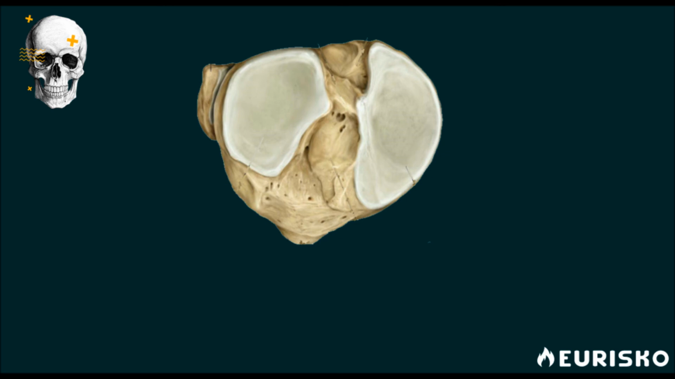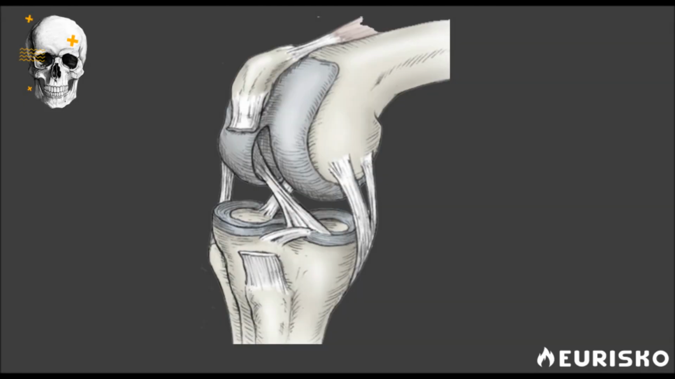Now, let's take a look at the knee joint once again. The menisci lie on tibial articular surface. Anterior cruciate ligament attaches to the anterior intercondylar area. Posterior cruciate ligament attaches to the posterior intercondylar area. Knee joint also has extracapsular ligaments, medial collateral ligament and lateral collateral ligament.